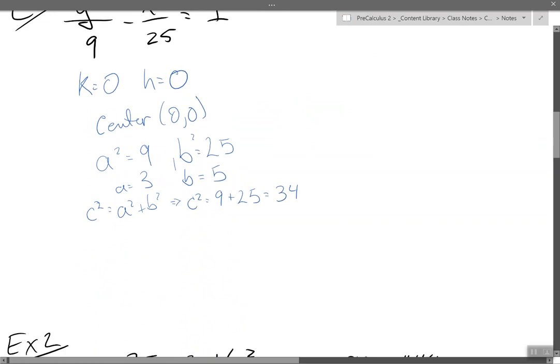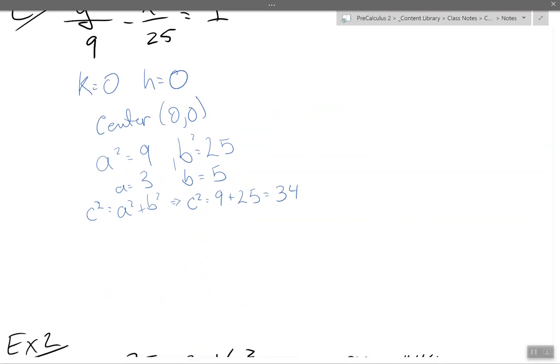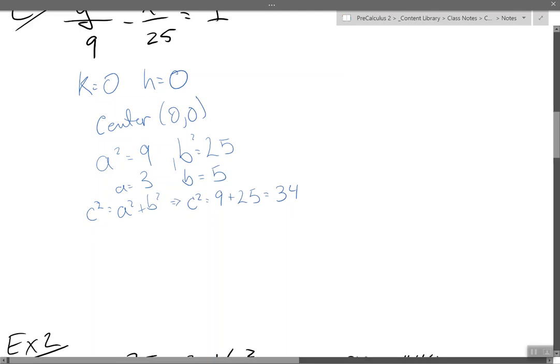I've done this problem many times, and I've seen many people get that wrong. So like, oh, 36, it's a perfect square, good to go. No, it doesn't have to be a perfect square. That's okay if it's not a perfect square. The c value is the square root of 34.